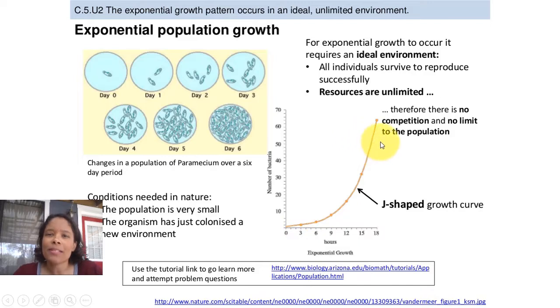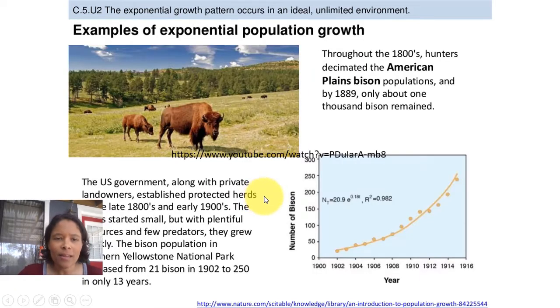Now, this only happens under ideal conditions. You have to have enough space and resources, everything has to be unlimited so that the population can continue to grow. Once you have competition or limited resources, your population will start to level off. They had some examples here.